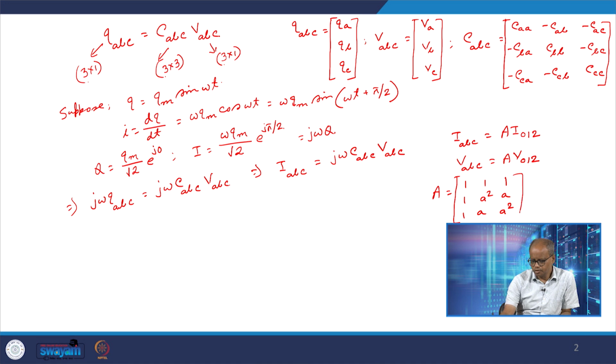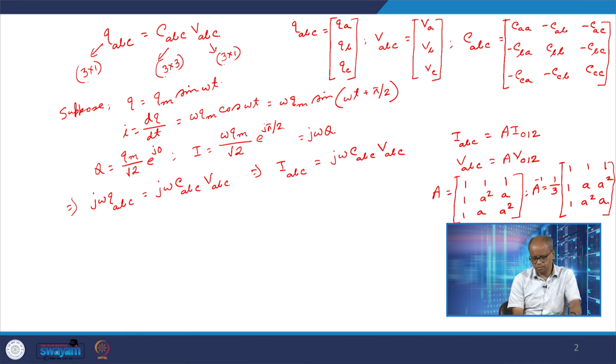So this we already know, and we just note that it is 1 by 3. A inverse is given by 1 1 1, and then 1 A square, 1 square A.